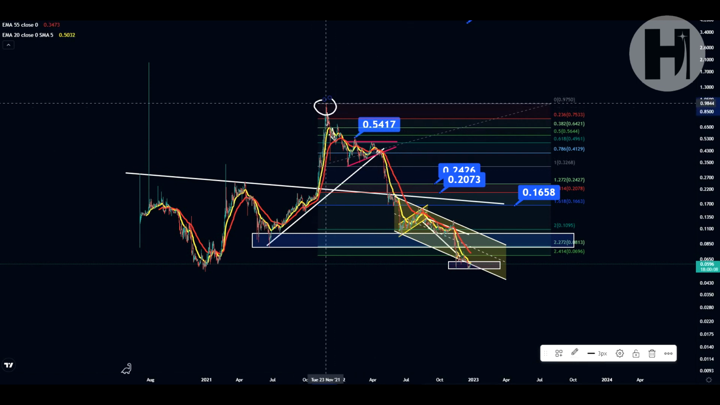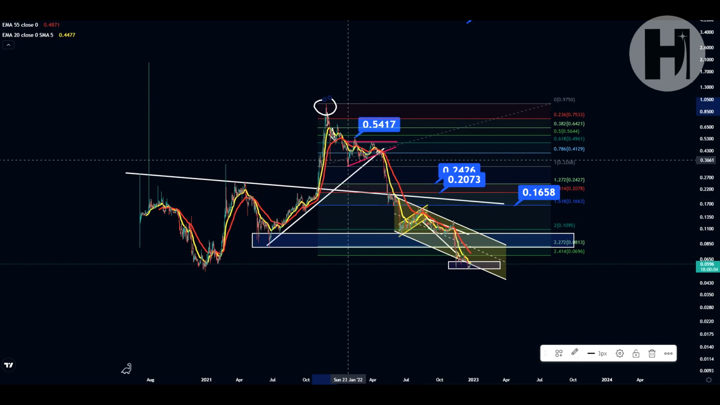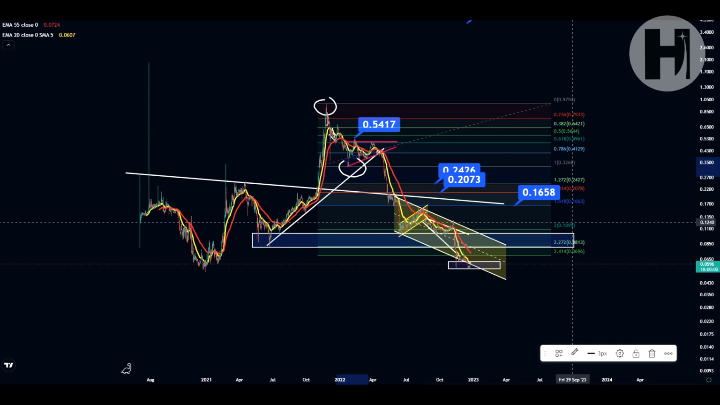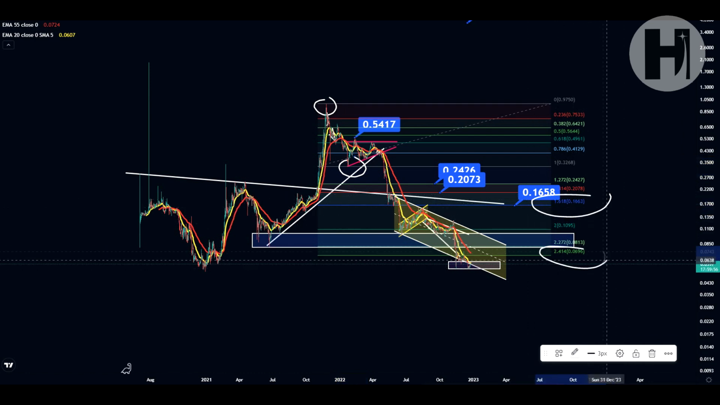And we have our swing high printed in November 2021. And we have our swing low printed in January of 2022. And we are way below our 1.618 target. As you can see, we're way below the 2.414.